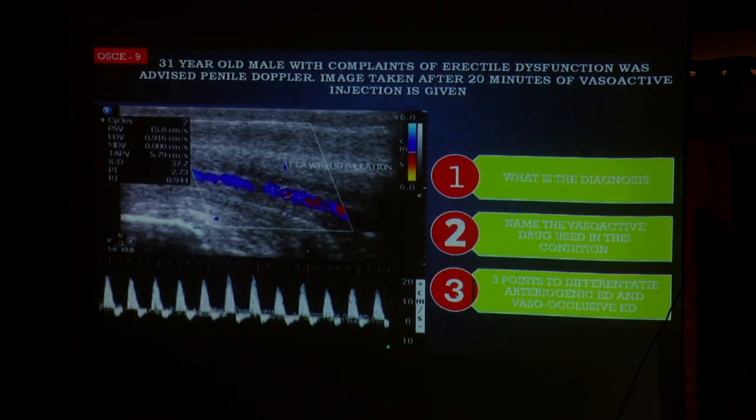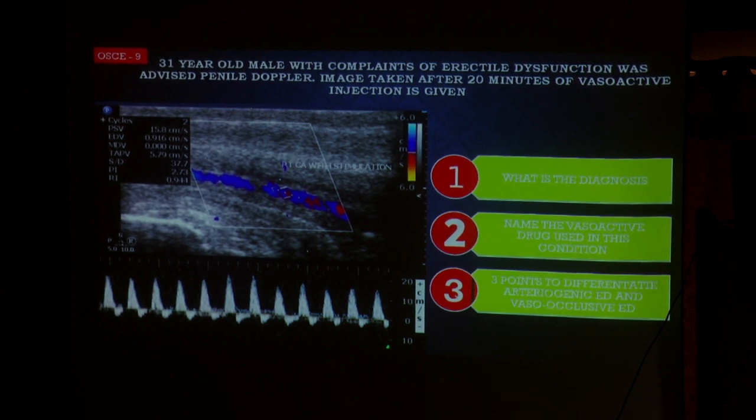So coming to the last slide. This is a 31-year-old man who complains of erectile dysfunction. So he was advised a penile Doppler. This is an image taken 20 minutes after giving the vasoactive injection. The first part of the question is, what is the diagnosis? Already I have mentioned this is a patient with erectile dysfunction, so you have to be more specific. What is the diagnosis here?